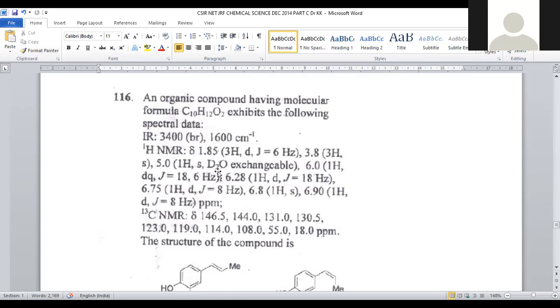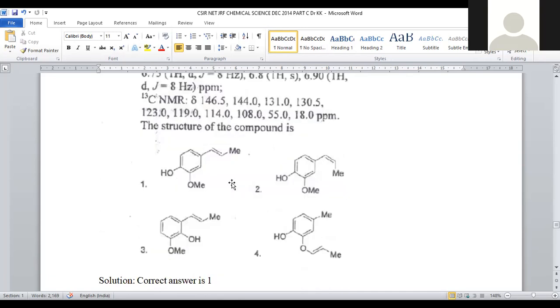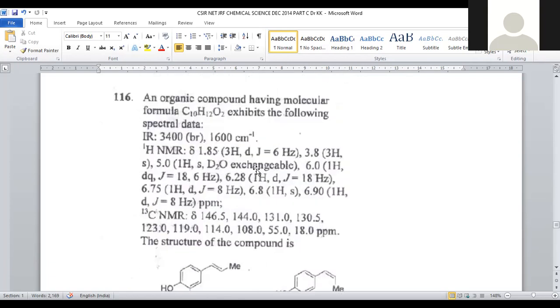Deuterium exchangeable hydrogen is there. That indicates what? Deuterium exchange is possible only with 2 functional groups. One is OH, the second is NH2. So the given compound must contain either OH or NH2. In all 4 options, we have the OH functional group. Deuterium exchangeable hydrogens are there, right? So 6.0, 1 hydrogen, a double quartet, and the J value is taken as 18 and 6 hertz.